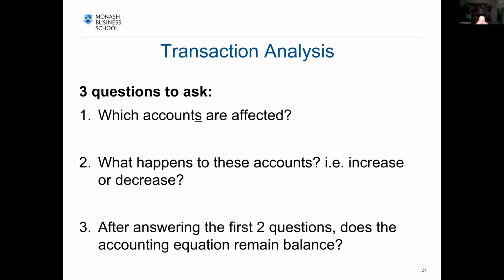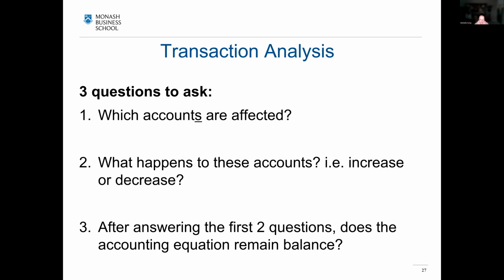As a summary, for questions like what we just discussed, to do a transaction analysis, there are three questions we want to answer. The first one is which accounts are affected. For this question, we will have to identify a minimum of two accounts. In all our examples, we have two accounts affected, which is fairly simple. But in your tutorial questions, next week or the week after, you will see multiple accounts. You could have three, four or five accounts affected.